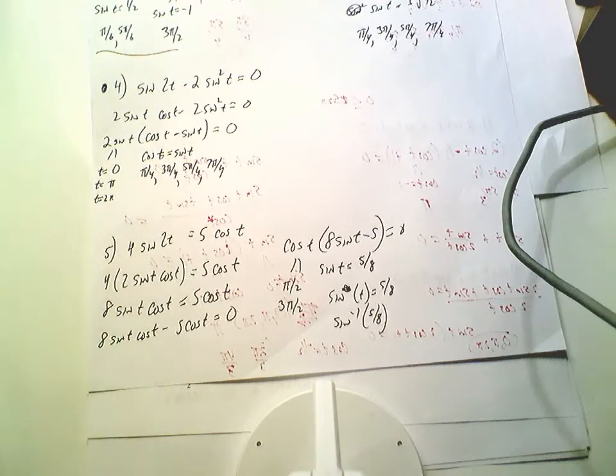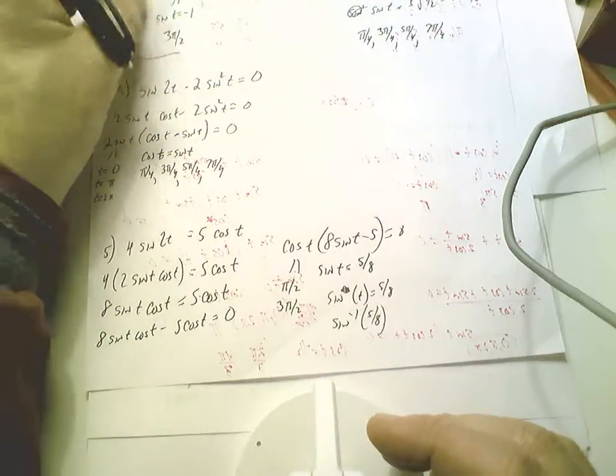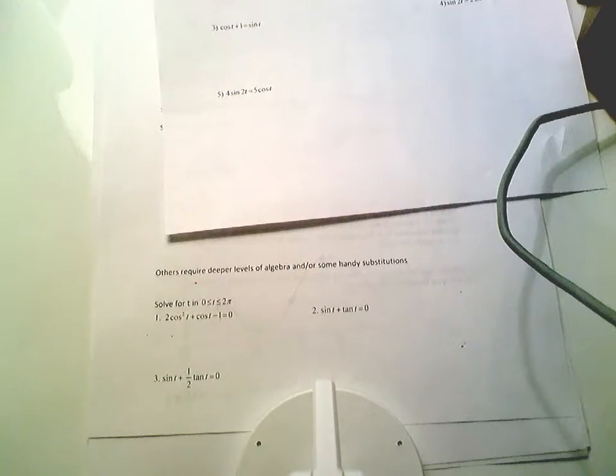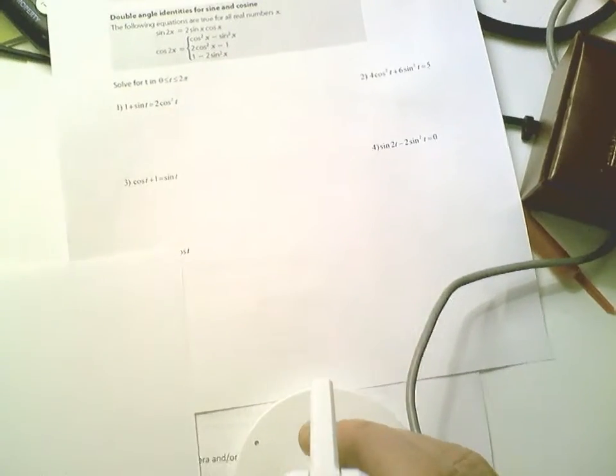All right, so there's one more problem left to do. It's kind of an interesting one. Let me get a blank piece of paper where I can work it. The problem that you see is number 3, which says cosine t plus 1 equals sine t.